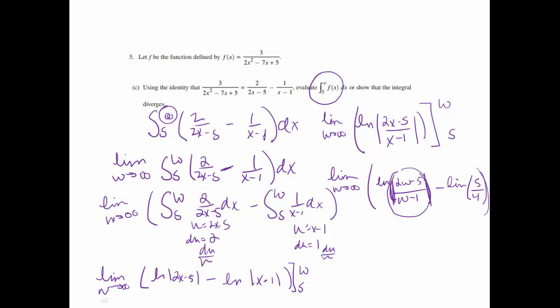So now if I find the limit as w approaches infinity, I'm going to get infinity over infinity, which means I can use L'Hopital's rule. So if I use L'Hopital's rule, the derivative of the numerator is 2, the derivative of the denominator is 1, so this limit is going to be 2. So if I drop the word limit, my answer is going to be the ln of 2 minus the ln of 5/4. That is going to be my answer.